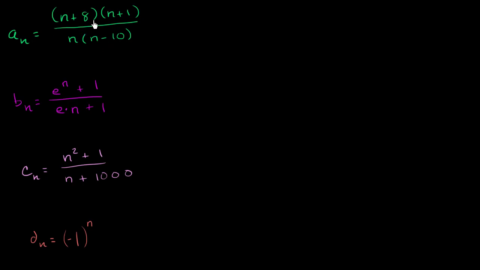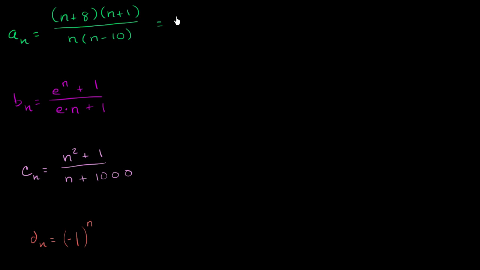So let's look at this first sequence right over here. The numerator is n plus 8 times n plus 1, the denominator is n times n minus 10. One way to think about what's happening as n gets larger and larger is to look at the degree of the numerator and the degree of the denominator. We care about the degree because we want to see: is the numerator growing faster than the denominator, in which case this thing is going to go to infinity and diverge, or is maybe the denominator growing faster, in which case this might converge to 0, or maybe they're growing at the same level and maybe it'll converge to a different number. So let's multiply out the numerator and the denominator.